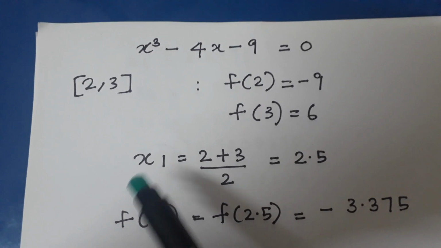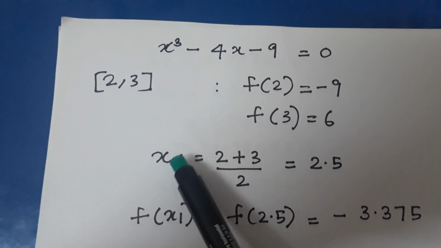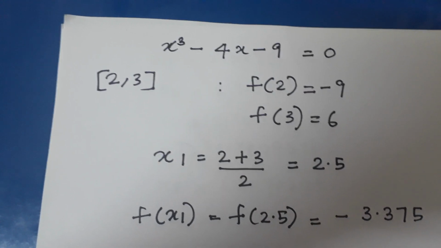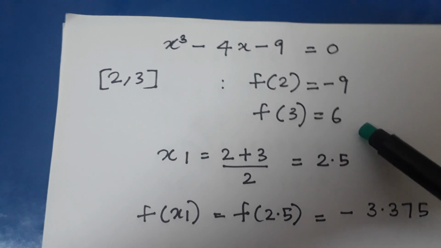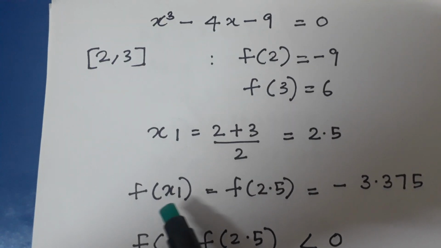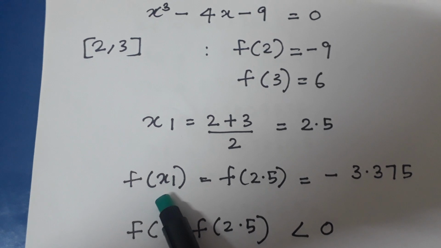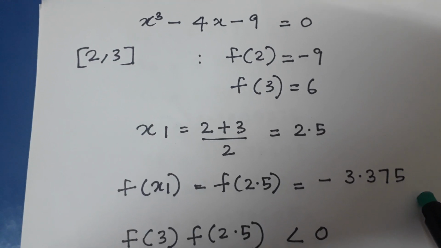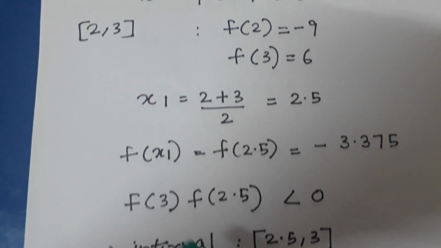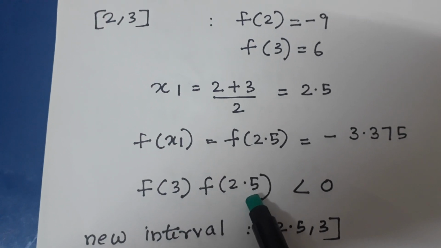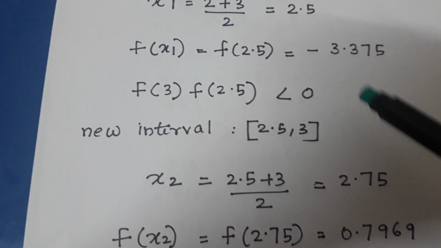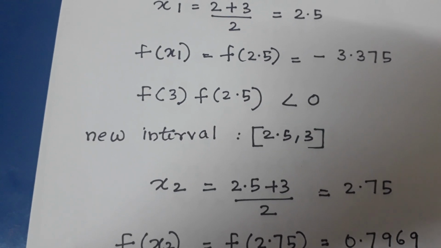So we take the first point of iteration x1, that is the midpoint of the interval 2, 3. We get the midpoint as 2.5. Now we take the value of f of 2.5, which turns out to be minus 3.375. So we get that f of 3 into f of 2.5 is less than 0. This would mean that our new interval is 2.5, 3.